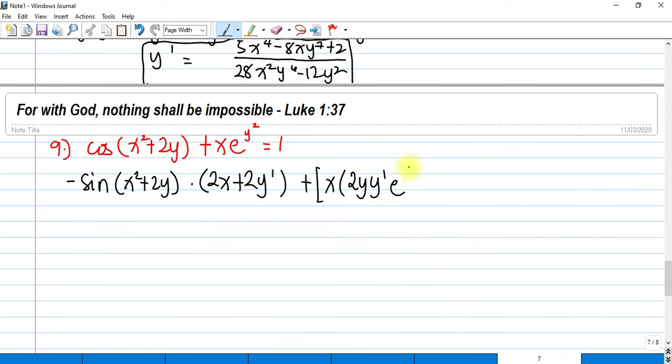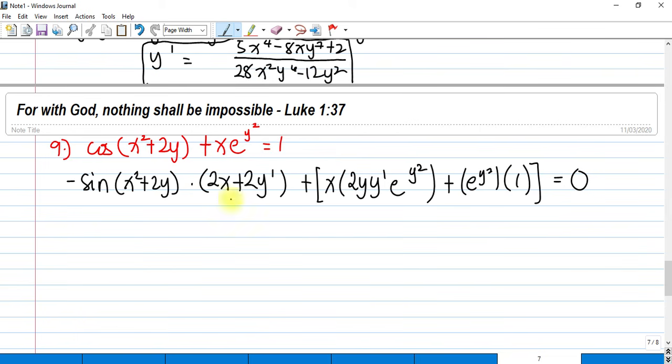And then we copy the original function. That is multiplied by the derivative of our u, which is y squared, and we copy the original function. And that is plus, of course, copy the v and differentiate the u. So we have e raised to y squared, and the derivative of x is 1, and that is equal to the derivative of 1, which is 0. The derivative of any constant is equal to 0.